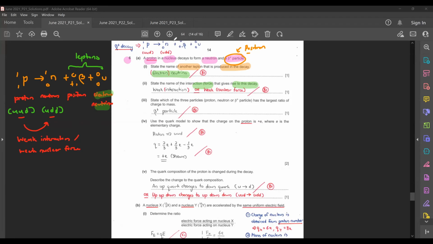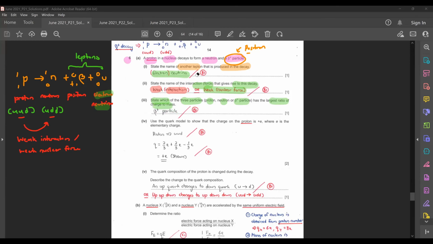So in your case, what's the interaction responsible? Either you say weak interaction or weak nuclear force. Okay, so that's for that. And then if you look at part 3, state which of the 3 particles, the proton, neutron, or beta plus particle, will have the largest ratio of charge to mass.